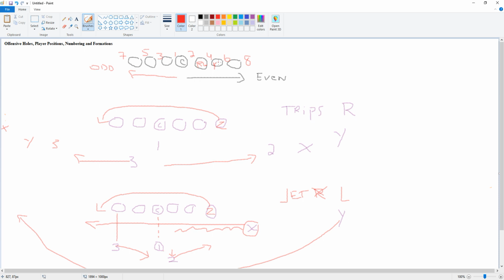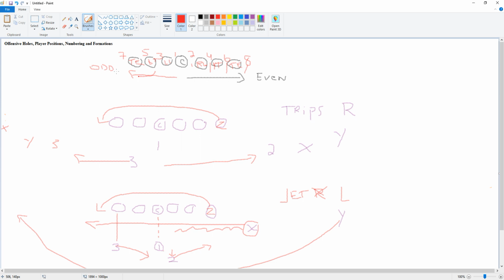This is our left guard, left tackle, and another tight end. So on the left, between center and left guard is 1. Between left guard and left tackle is 3. Between left tackle and left end is 5. And then outside here is 7.